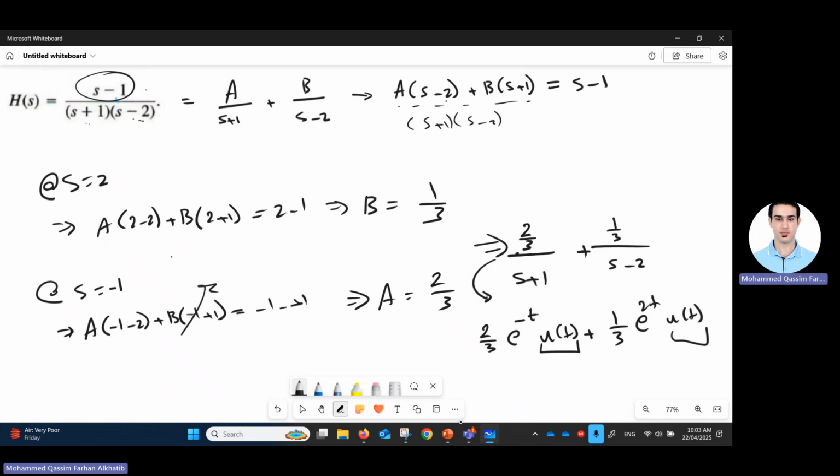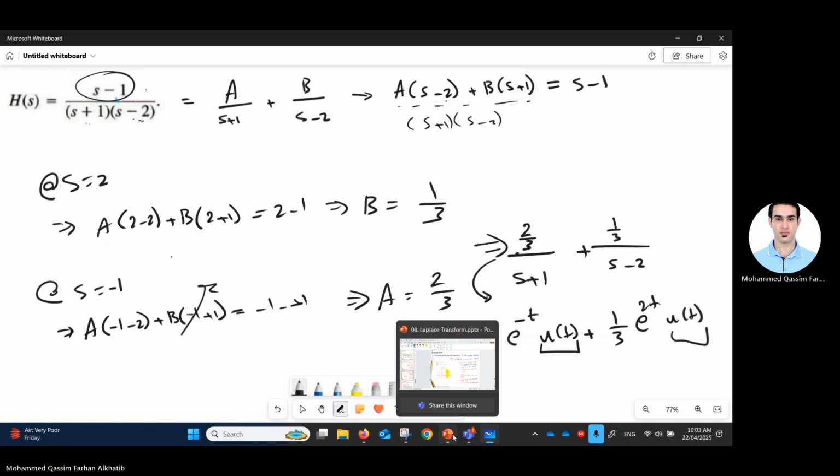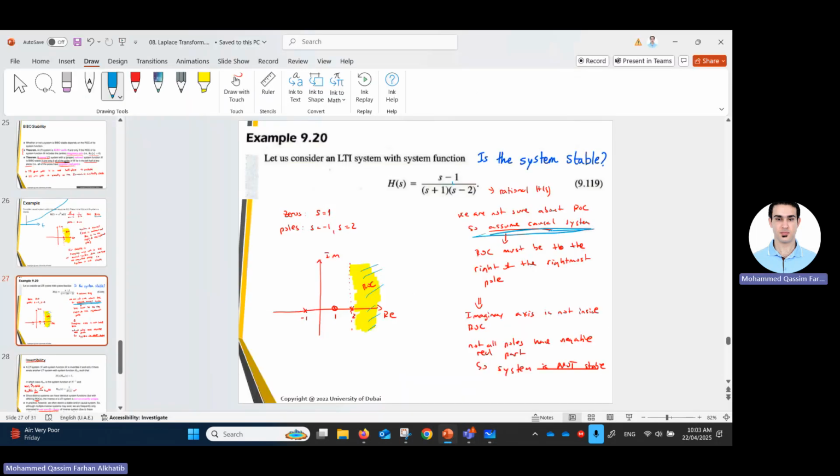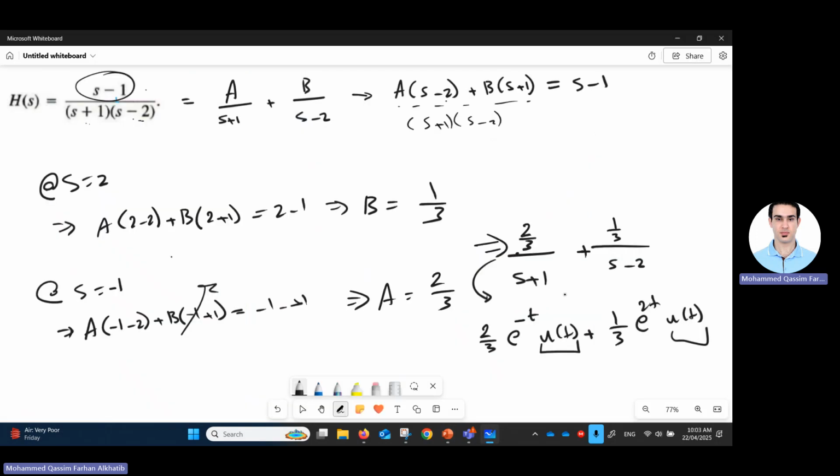Now, why does it say here to assume a causal system? What does that mean? Like, could the system be not causal? Remember, Laplace pairs are not unique. I could have two exact systems with the same Laplace transform. The difference will be the region of convergence. Now, let's take this one as a special case. Another representation could be negative e to the power minus t u of negative t.